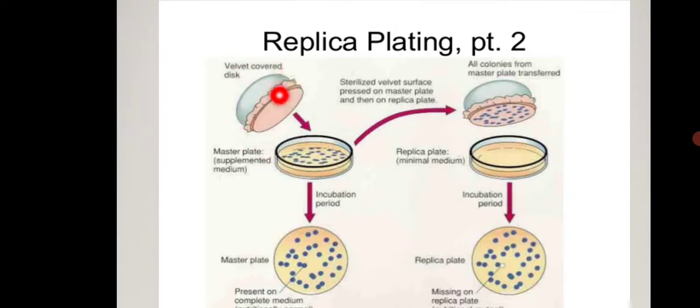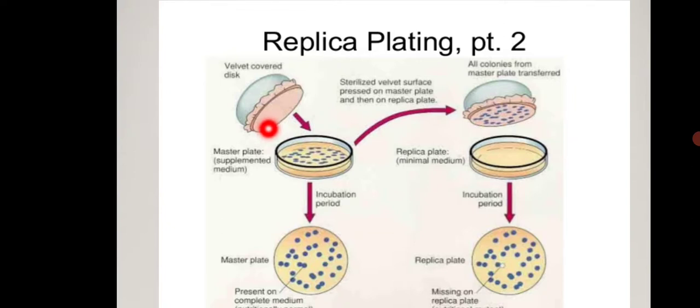This is the instrument called the replicator, which consists of a stand, and the top end is covered with velvet cloth. Why velvet cloth? What is the principle behind using this velvet cloth? The velvet cloth consists of very fine thread, and that fine thread acts as a needle to pick up the colony from one plate to another plate.